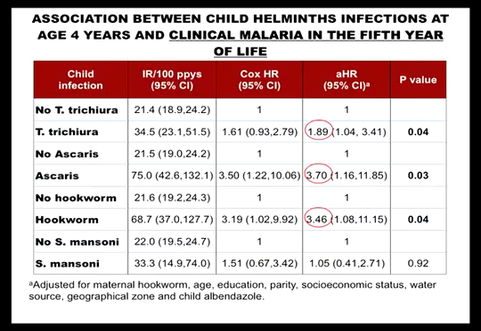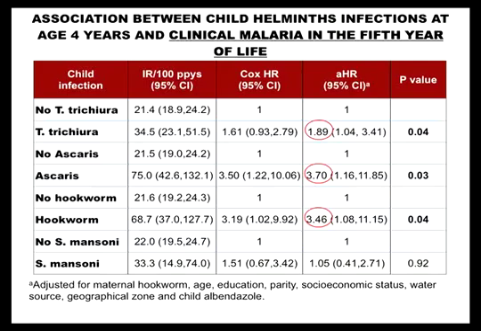I have a table to show the results. The first column is the child infections with trichuris, ascaris, hookworm, and mansoni. The second column shows the incidence rates per 100 person years. I have the Cox hazard ratio and the adjusted hazard ratio with the p-value. Again, confounders were adjusted for, mostly maternal factors: maternal hookworm, age, education, parity, socioeconomic status, water source, the geographical zone, and, in addition, child albendazole.